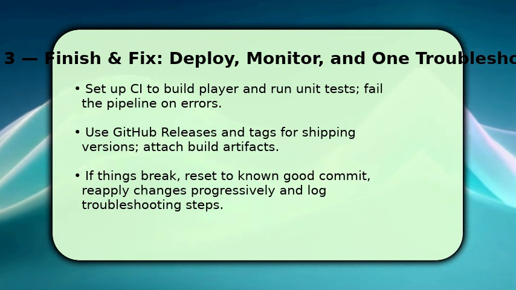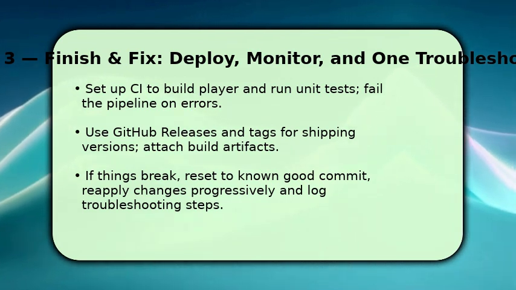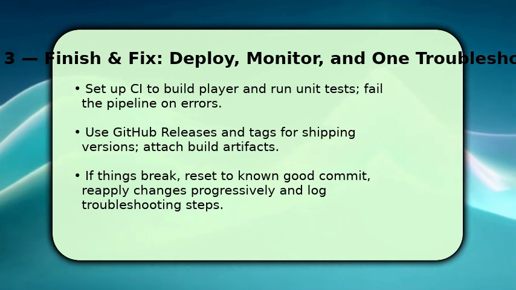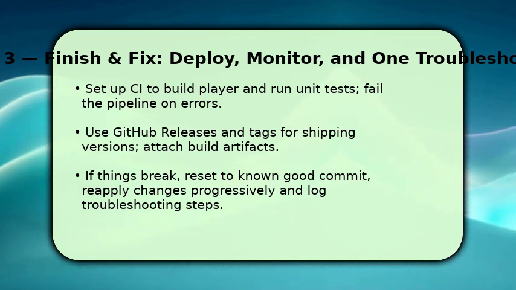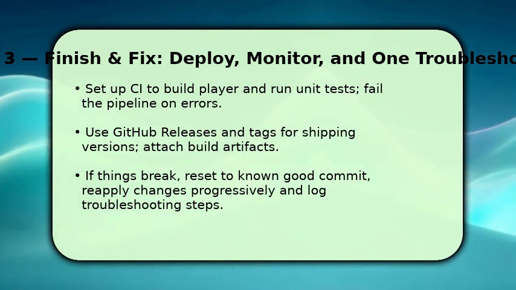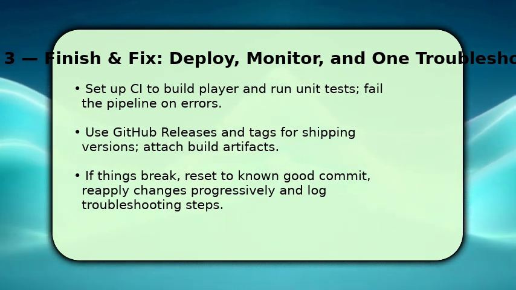When problems appear, bisect by resetting to a known good commit, then reapply changes one feature at a time to isolate the fault. Make sure to keep a recovery branch and document your troubleshooting steps. This saves hours when tracking down tricky merge or import issues.